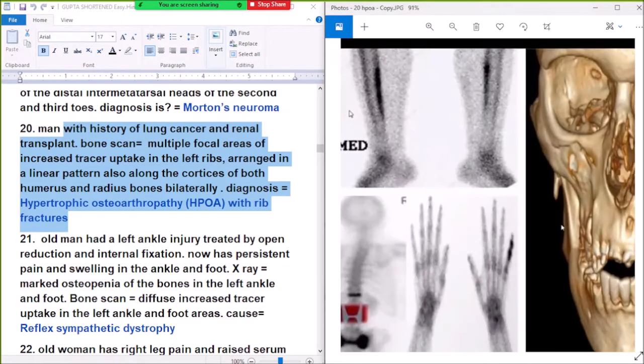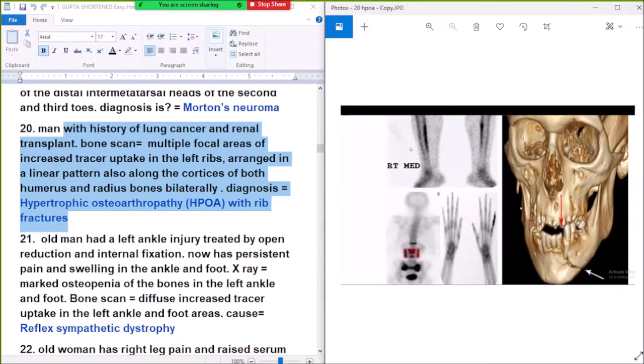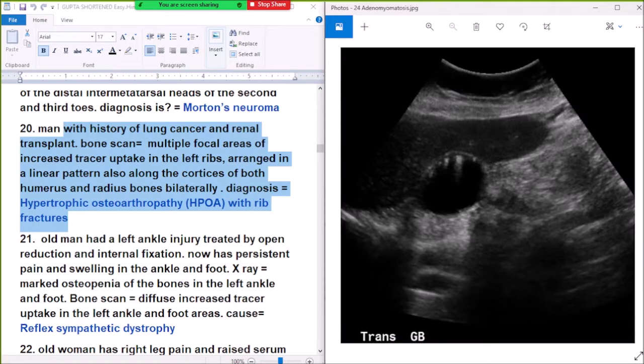This is again the same hypertrophic osteoarthropathy. We are seeing increased tracer uptake on bone scan in the left ribs in a linear pattern, also in the cortical arch of both humerus and radius. So diagnosis: hypertrophic osteoarthropathy with rib fractures.